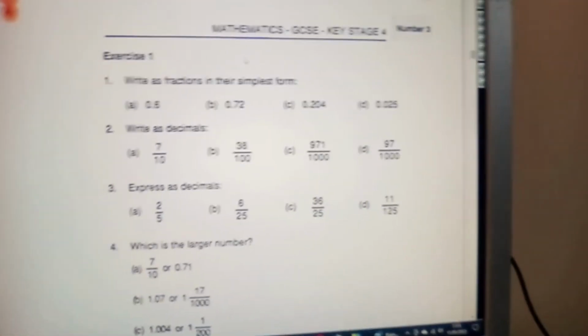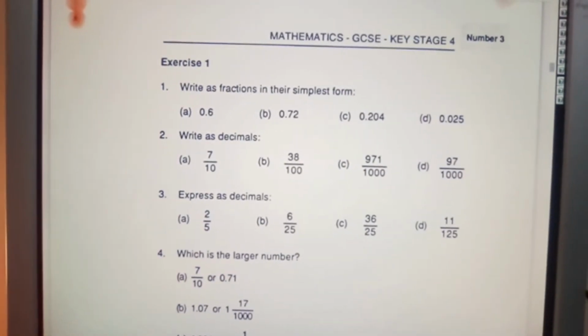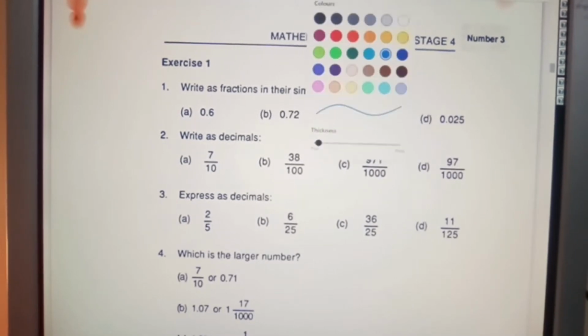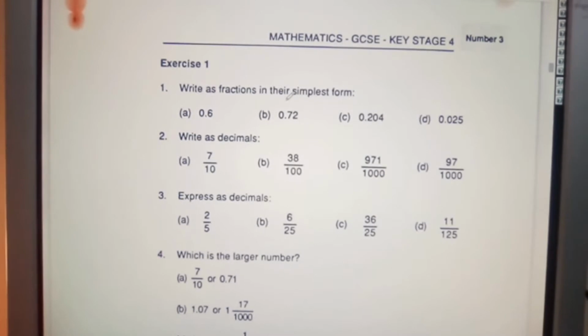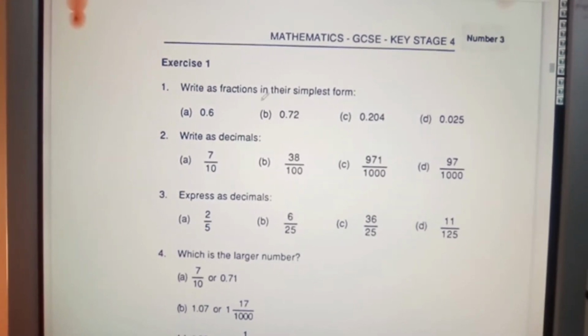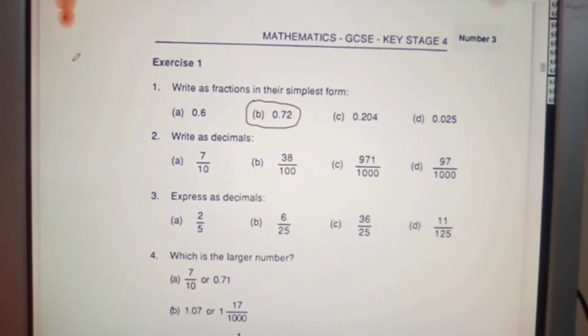Right, let's look at this now, and let me get my pen first of all. Let me select my pen and select a color. Now I want a color that stands out. This is the one we're going to look at for today: 0.72. So let us convert 0.72 to a fraction.